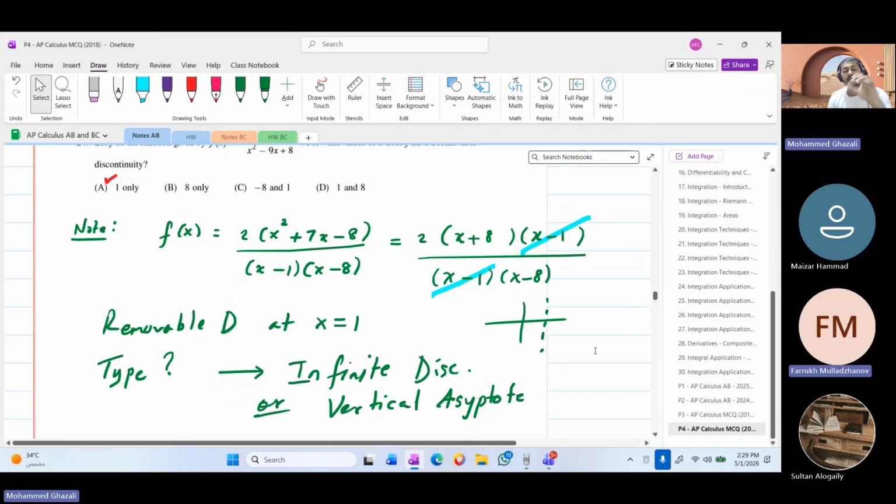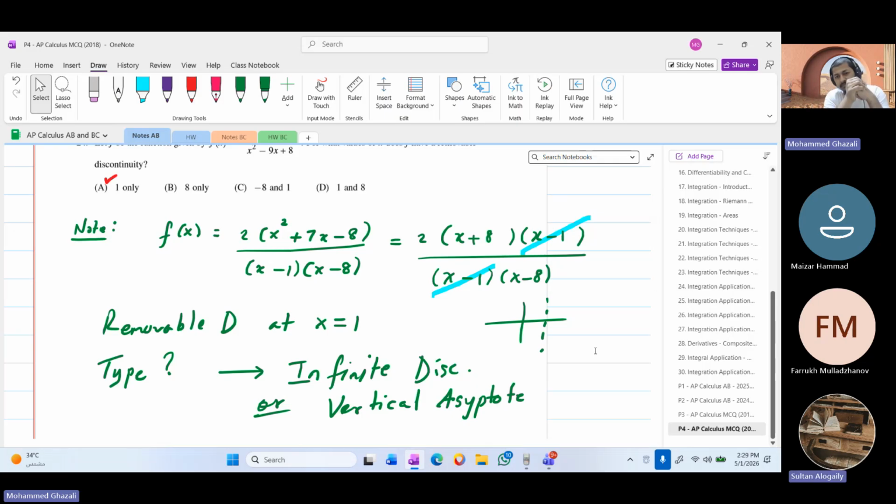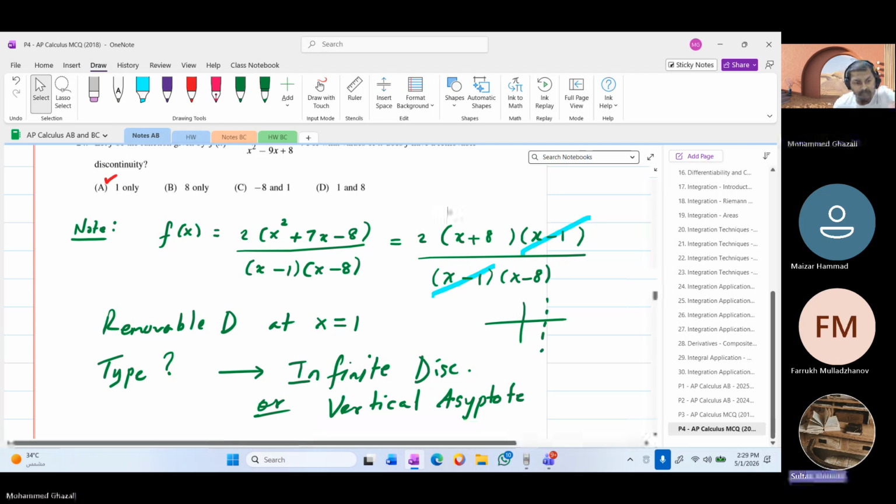Okay, so basically, how do you identify a removable discontinuity on the graph? You see the graph as a whole. Is it the one that's filled in? No, it's the one that's empty. Okay, yes.